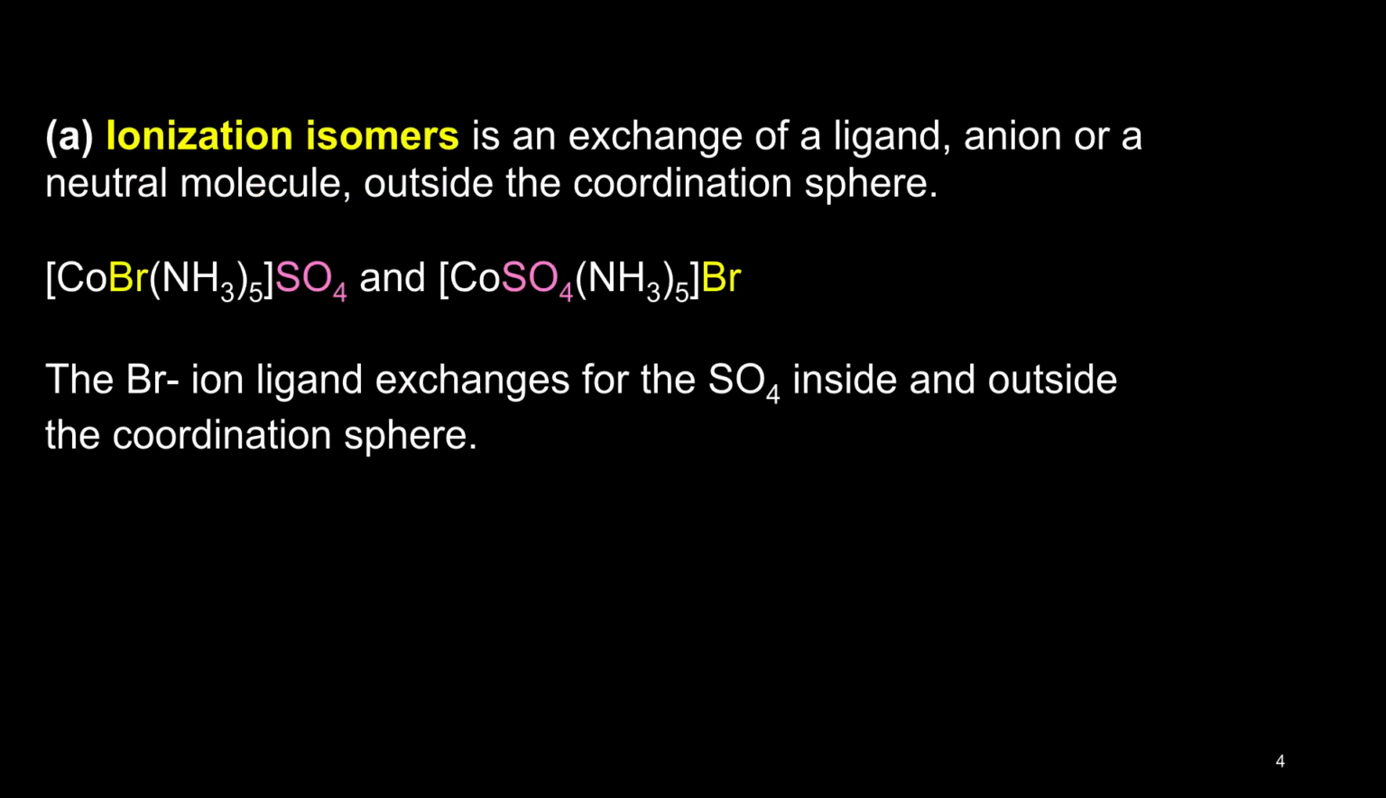The structural isomer called ionization isomers are two or more complexes who have exchanged ligands from outside the complex into the complex. Here we see an example of a cobalt complex which has a bromido ligand swapping places with a sulfate ion.